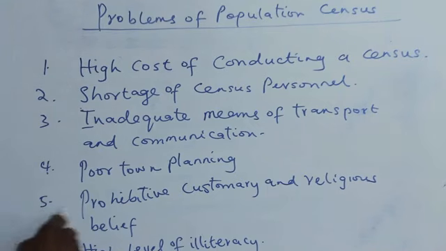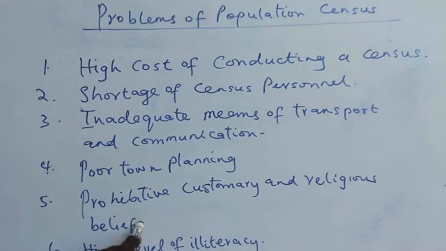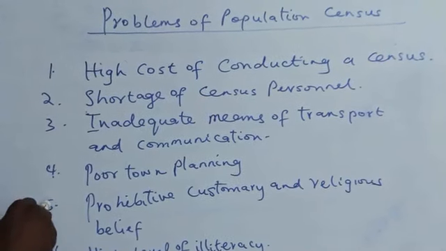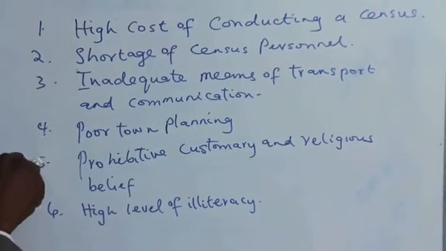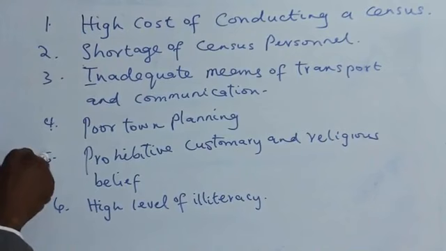Number 5, prohibitive customary and religious belief. In developing countries, they have a lot of customs. To them, they don't believe in counting. They believe that by counting their children or their household, something will happen to them in future.